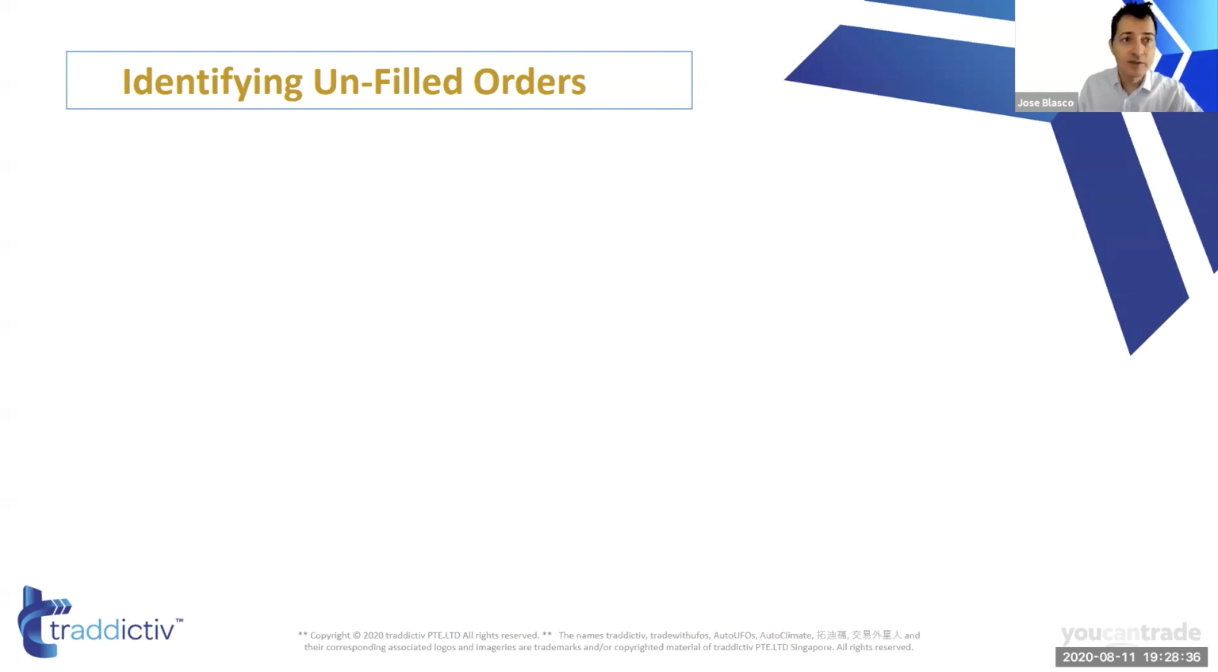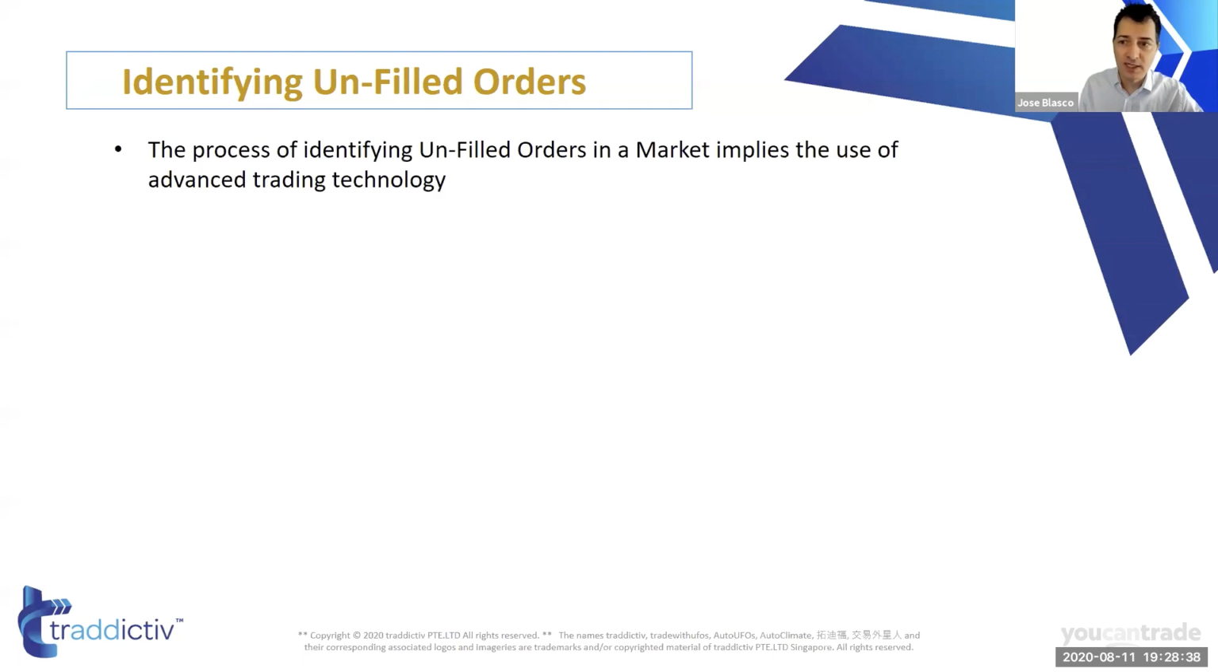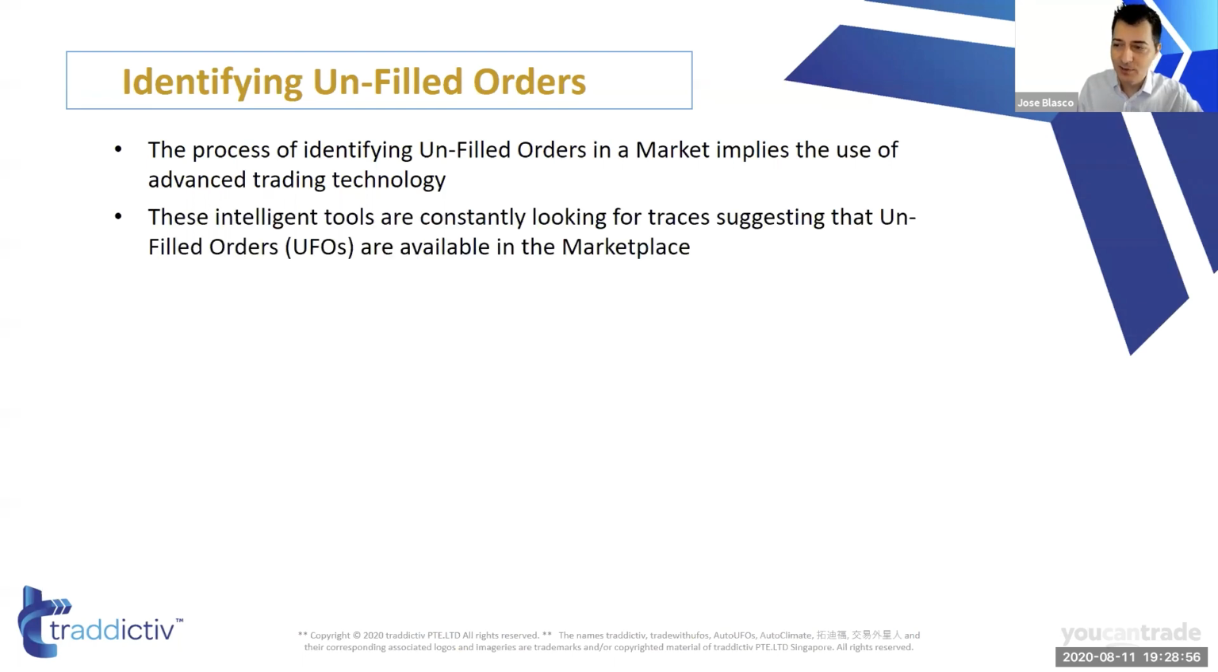So there are other techniques on how to identify on-field orders. Of course, it requires the use of advanced trading technology, okay? I will show you how I do it myself. I use a tool called AutoUFOs. So now you know what UFOs stands for. There are other tools out there. You can even give it a try to do it manually, even though that's going to be a tough one, okay? Because obviously markets are dynamic.